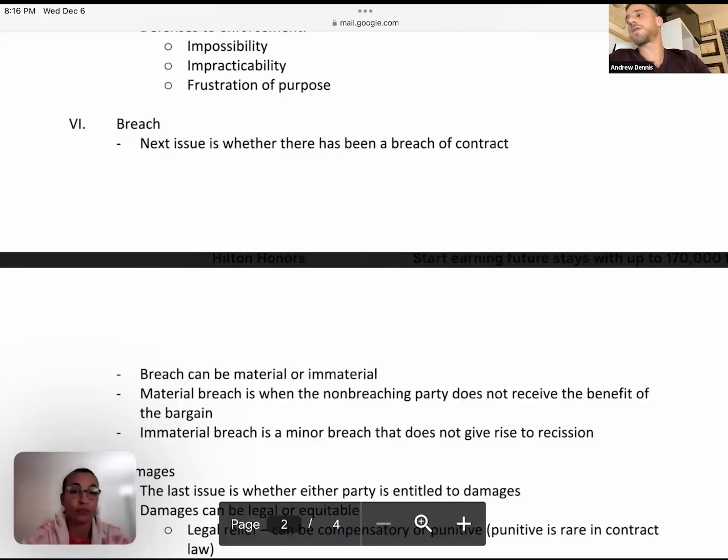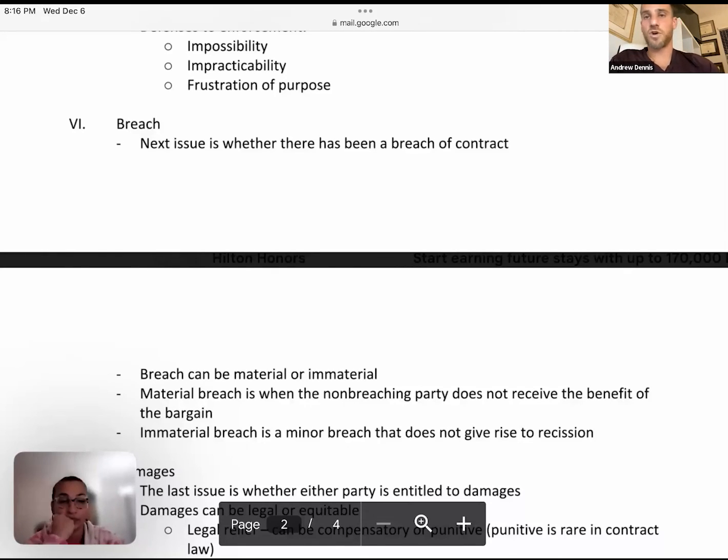Here's also a great place to bring in anticipatory repudiation, because that goes right along with breach. An anticipatory repudiation is when you unequivocally demonstrate intent not to honor the obligations of the contract. You could sue then for breach, or you could wait until the breach occurs and sue. But just have that in your mind. So the next issue is whether there's been a breach of contract. Breach can be material or immaterial. A material breach is when a non-breaching party does not receive the benefit of the bargain. And an immaterial breach is a minor breach that does not give rise to rescission.